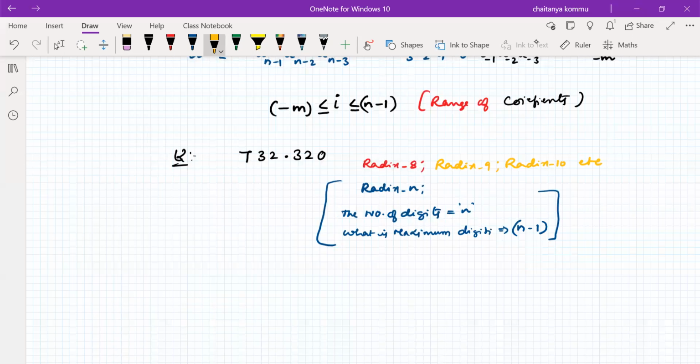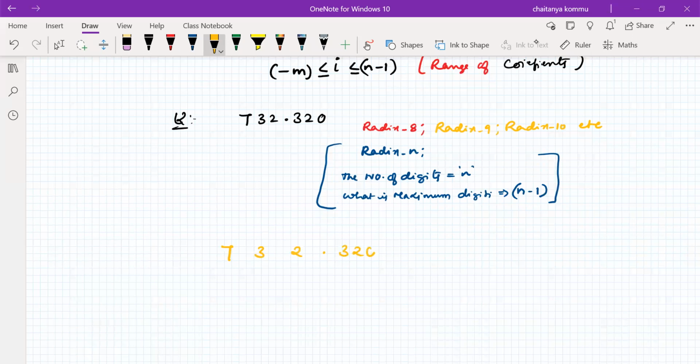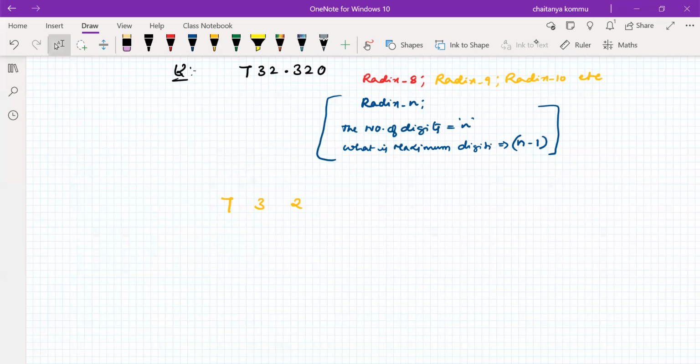So what this number actually says is that it is the coefficient of the given number. How do we give the value to this one? We have to multiply each coefficient with its weight. How do we do this? I'm writing here 732.302, for example. To reduce the complexity, I don't want to use the fractional part, so I consider only this. This is called the first column, second column, third column.